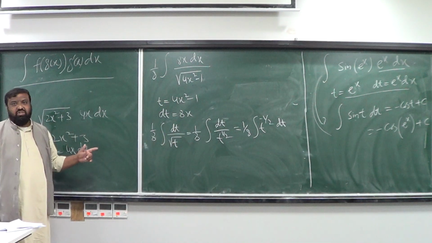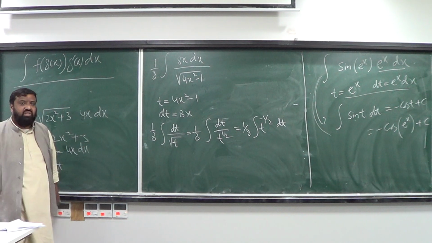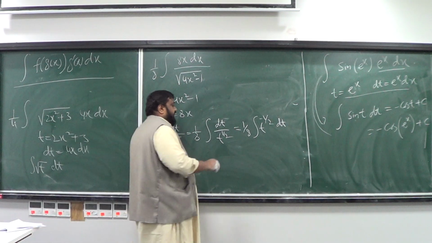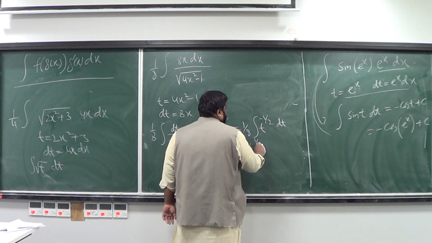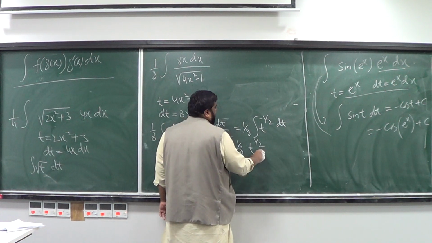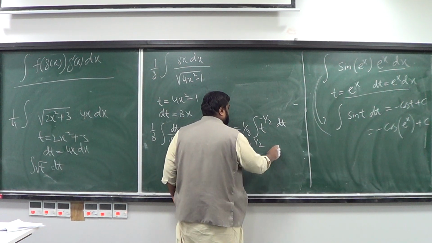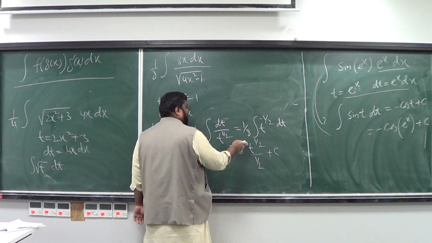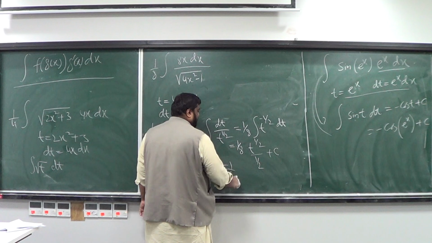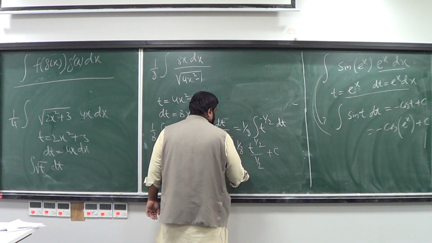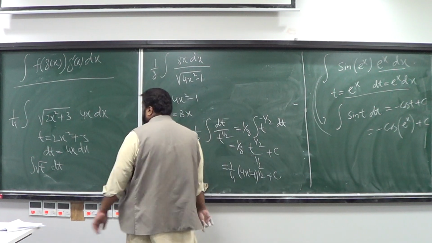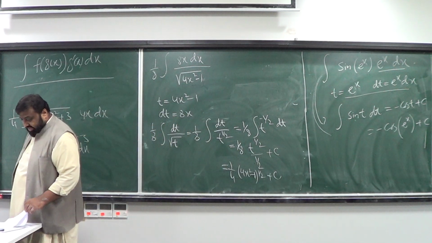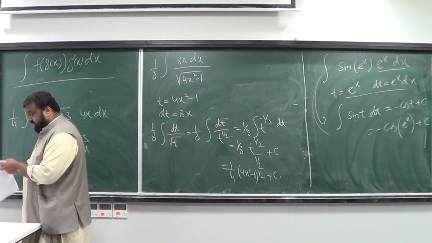Because this is the standard form, where you have some variable to the power n. Then you're going to have t to the power negative 1/2 plus 1, so it's going to be t to the 1/2 divided by 1/2, plus constant c. So 2 by 8 will become 1/4, and replacing t by 4x square minus 1, we get 1/4 times (4x square minus 1) to the power 1/2 plus constant c. So this is really the integral of it.